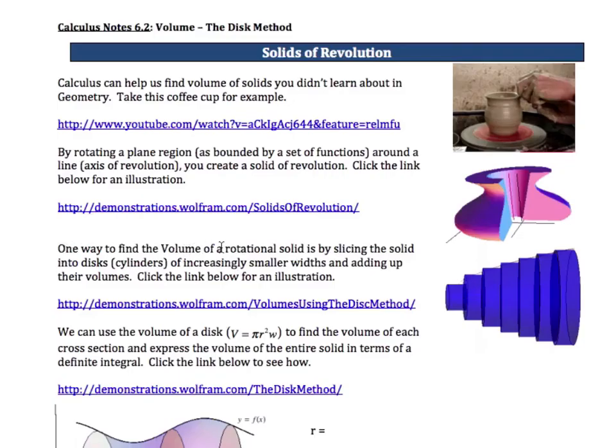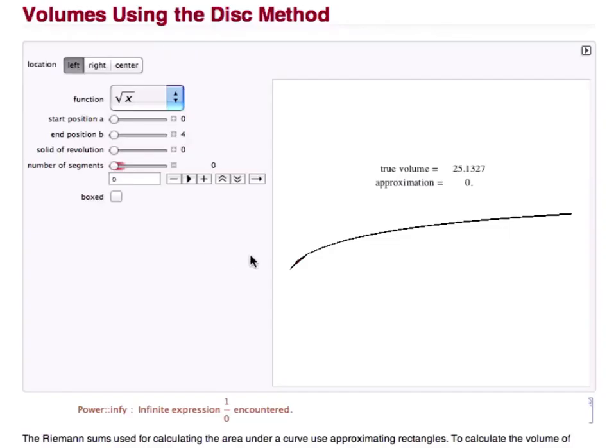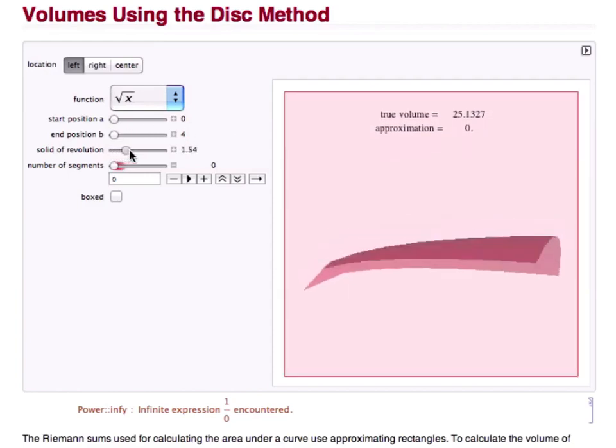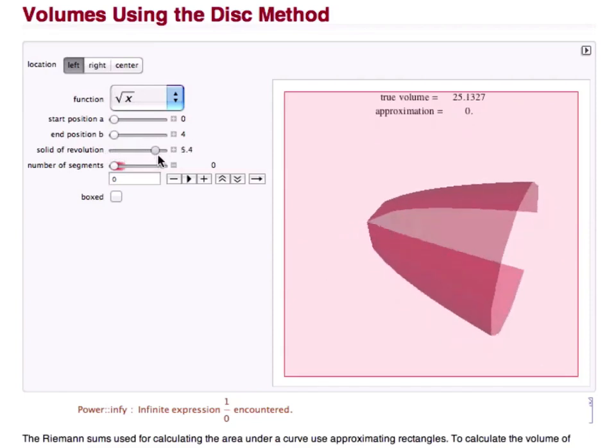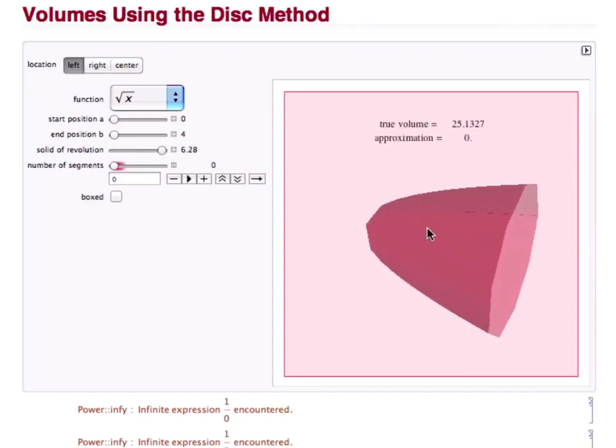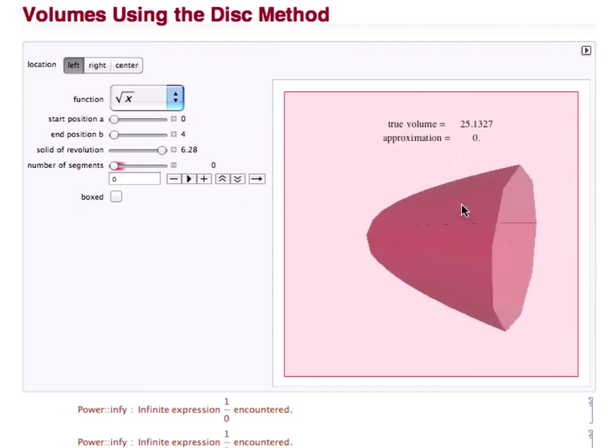Now, one way to find the volume of a rotational solid is by slicing the solid into disks, which are also cylinders, of increasingly smaller widths and adding up their volumes. Okay, so we'll take a look at the demonstration here. Here we are looking at the function the square root of x, and you can see if we rotated this around the x-axis, we would get this solid right here.